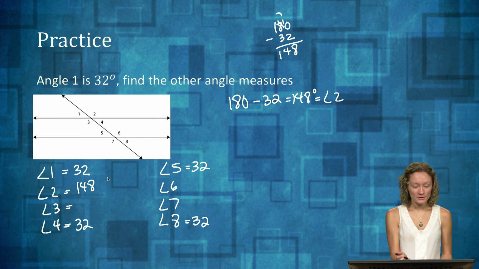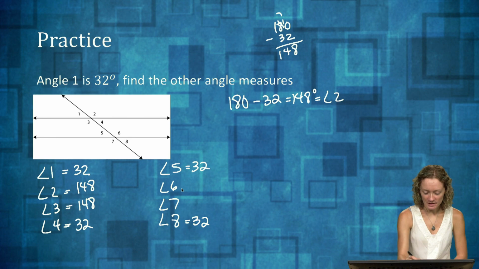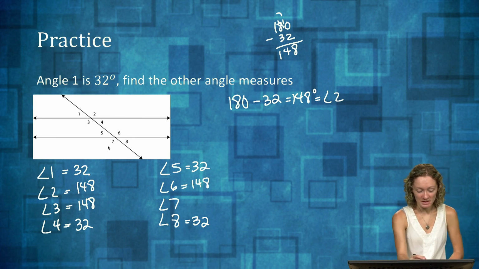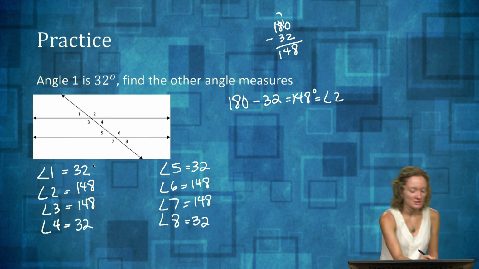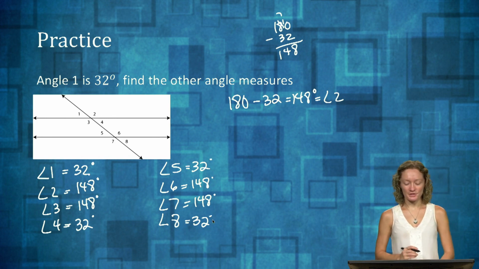And then we know that the others are going to be the same. Angles 2 and 3 are opposite each other. Angles 2 and 6 are in the same spots in the quadrants. And then 6 and 7 are opposite each other. However you want to find those other relationships. And let's add the degree symbol by each of them, since we want those to be degree measures.